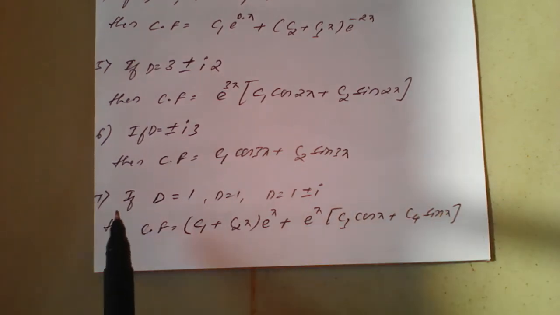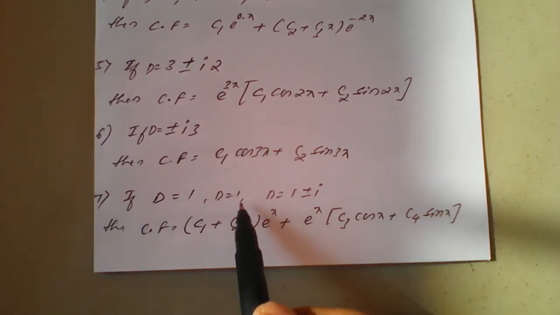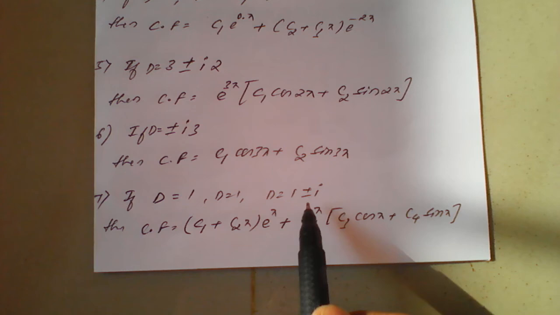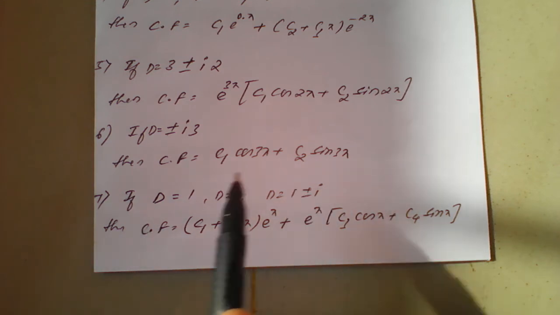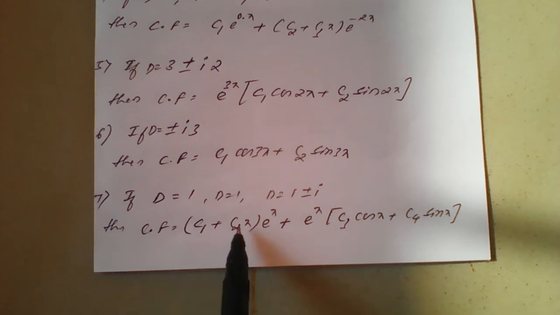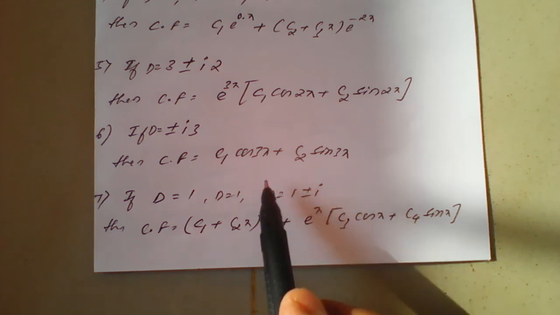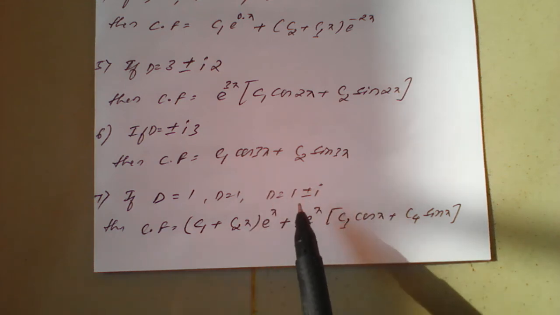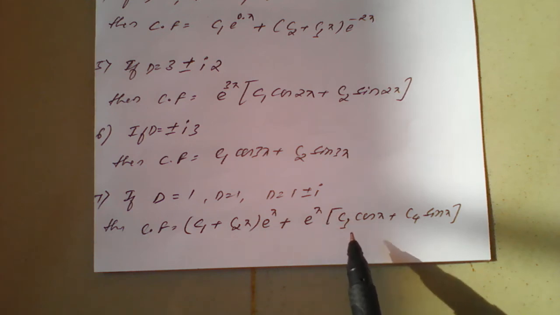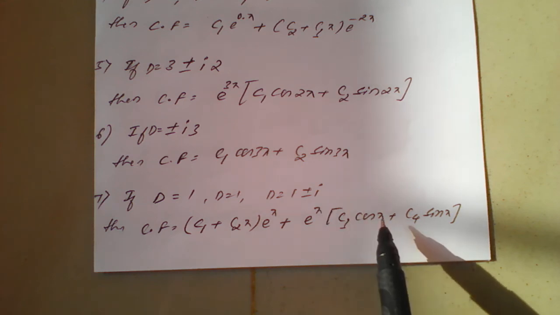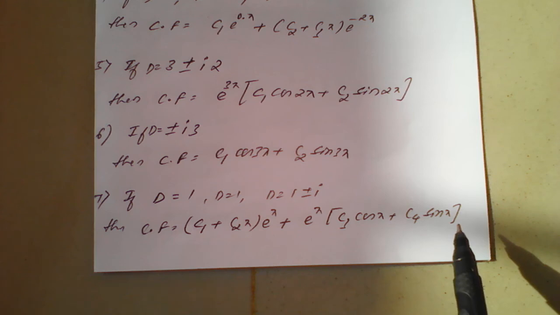Next, we may find one more kind of root: D is equal to 1, D is equal to 1, D is equal to 1 plus or minus i. In total, 1, 2 with plus and minus sign, and the two repeated ones, so 4 roots are there. With 4 roots we get 4 arbitrary constants: C1, C2, C3, C4. The first two are same, so we write the complementary function as C1 plus C2x into e raised to x, plus, for the complex root, e raised to x times C3 cos 1x plus C4 sin 1x, since the coefficient of i is 1.